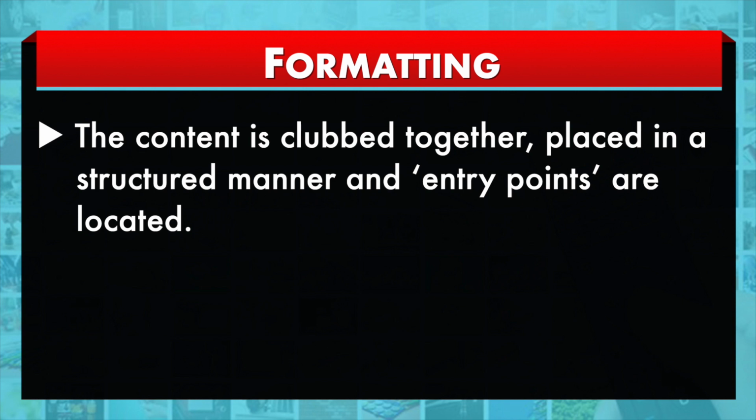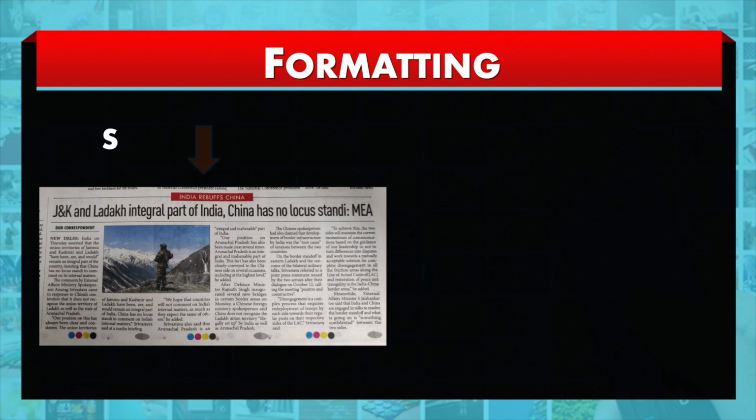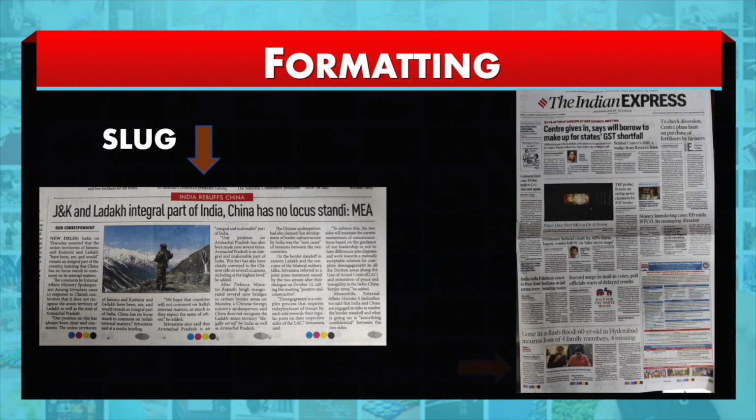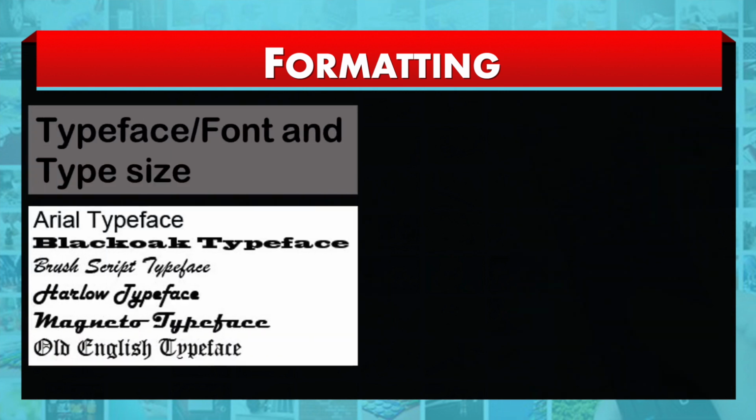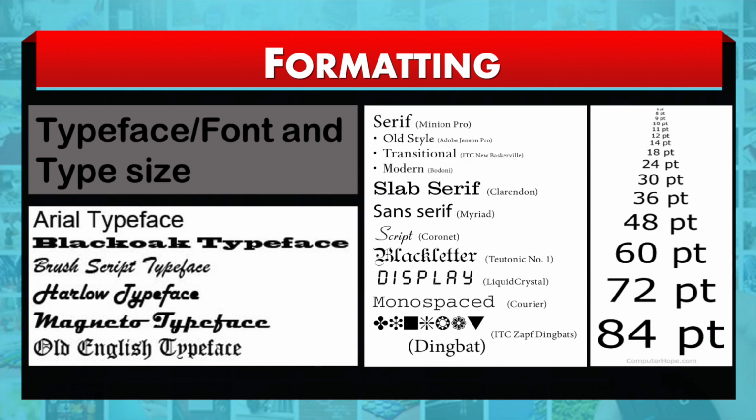The whole content is clubbed together on a page, placed in a structured manner, and entry points are located. The whole process is executed in such a manner that it provides directions to the reader and increases the readability. For example, use of a slug or a keyword to suggest the subject of the content, or an anchor, that is a human angle story placed at the bottom of the front page to balance the content, or simply the use of different typefaces or fonts such as serif or sans serif in different sizes ranging from 14 to 84 points and colors.